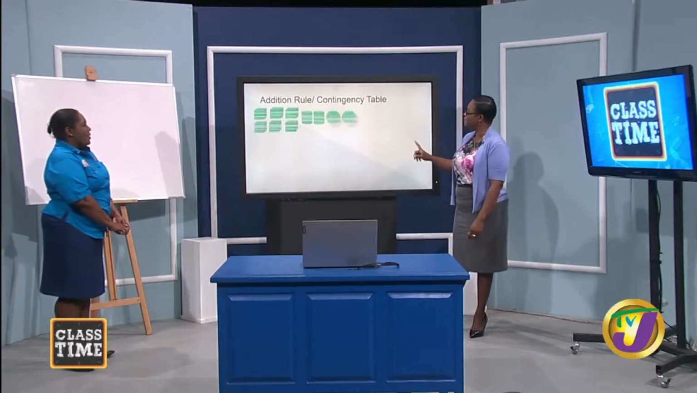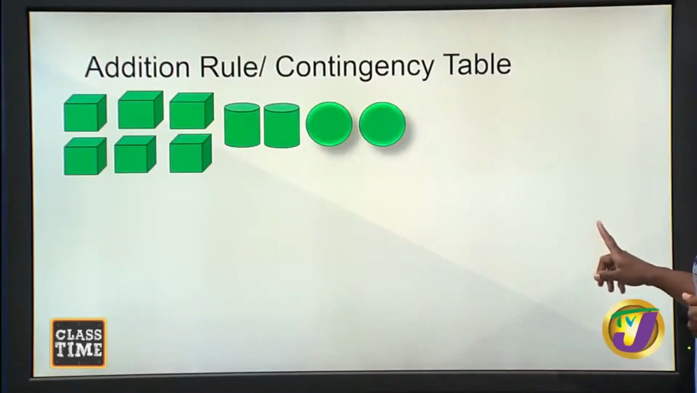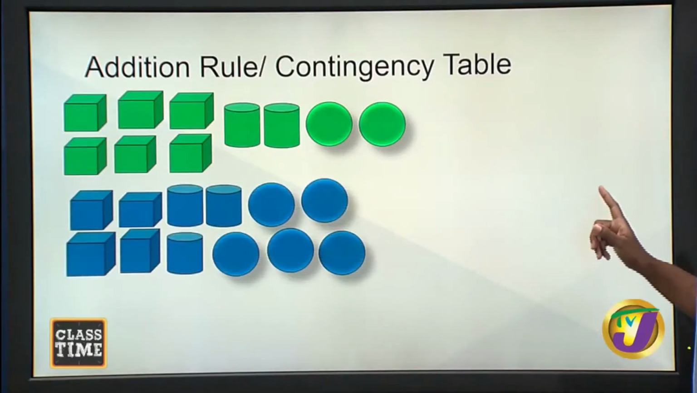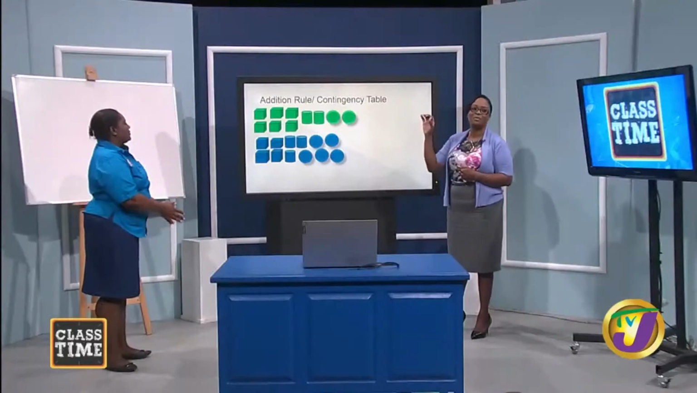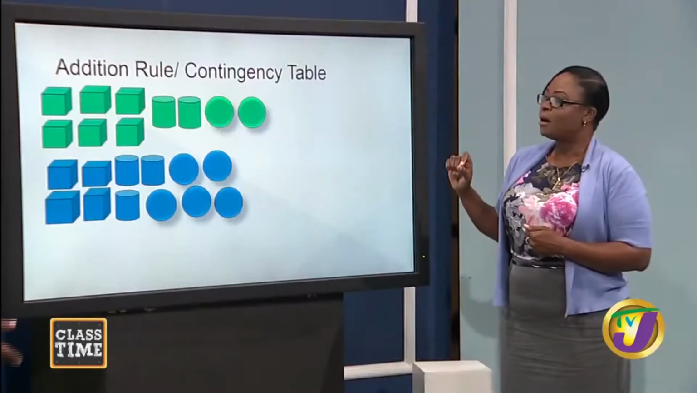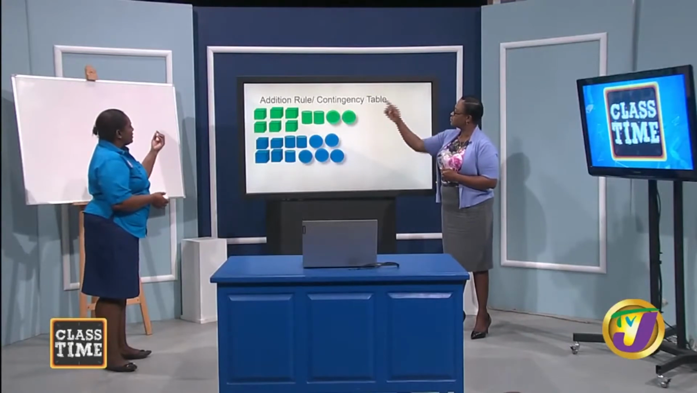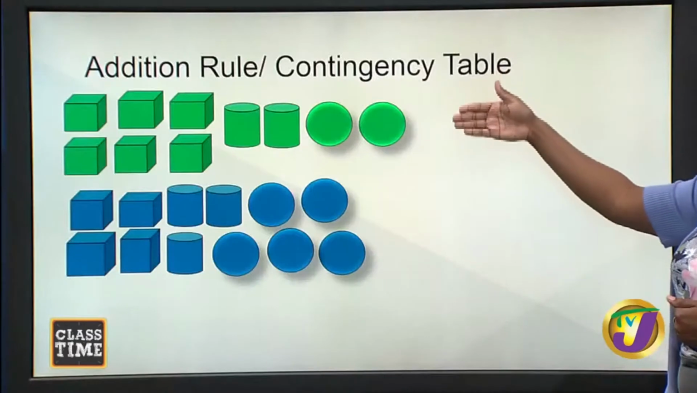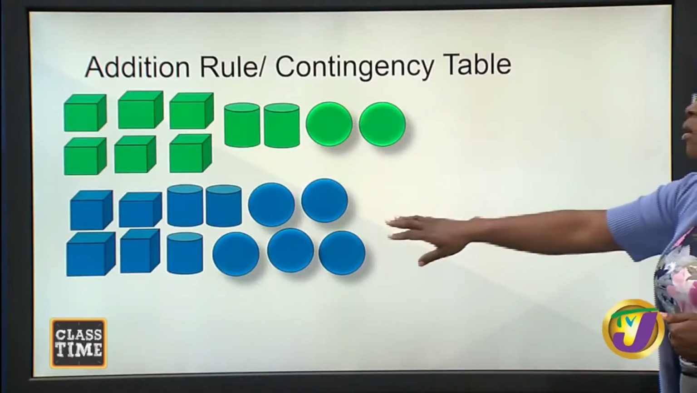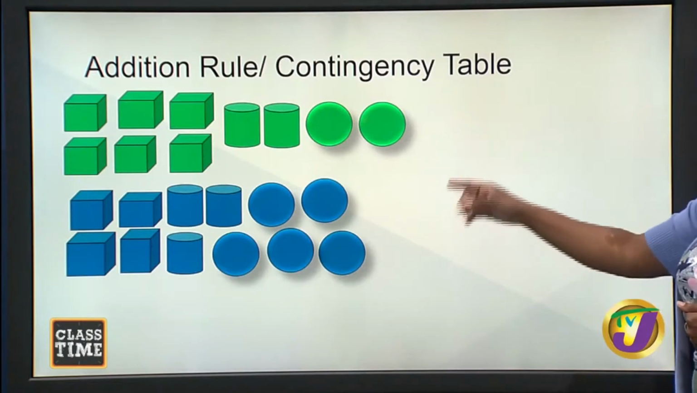Okay, so let's look at this. Now, we have some solids, green, and we have 2 colored sets of solids. We have green and we have blue. But let's talk a little bit about those solids. So we are seeing cubes, cylinders and spheres. Right. And there are also cubes, cylinders and spheres in the blue set.